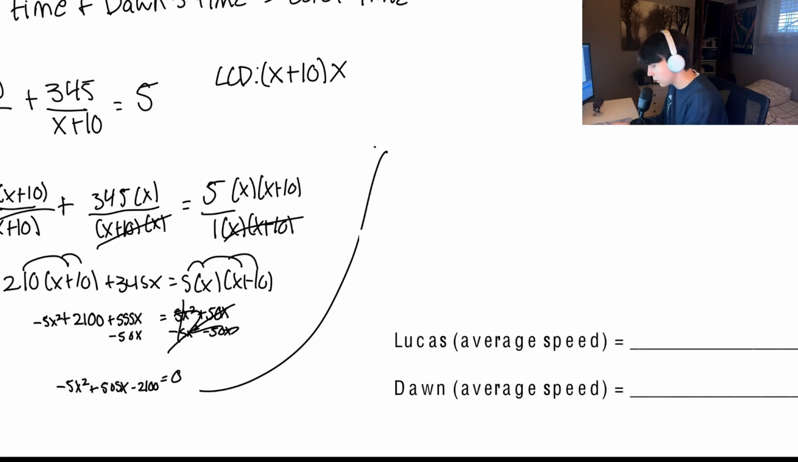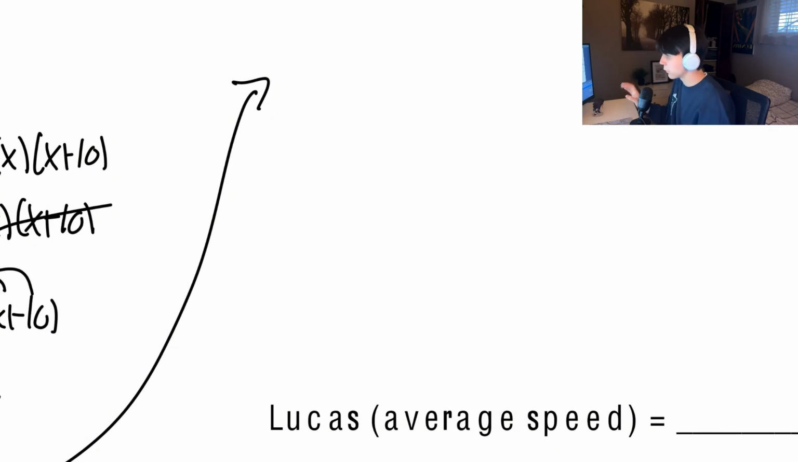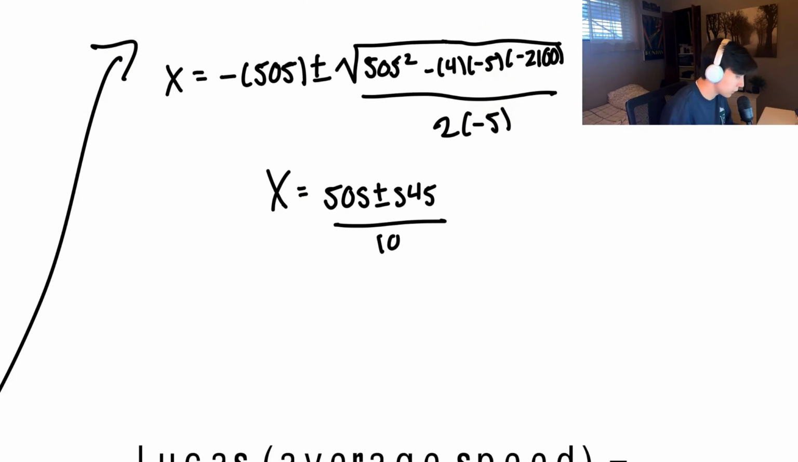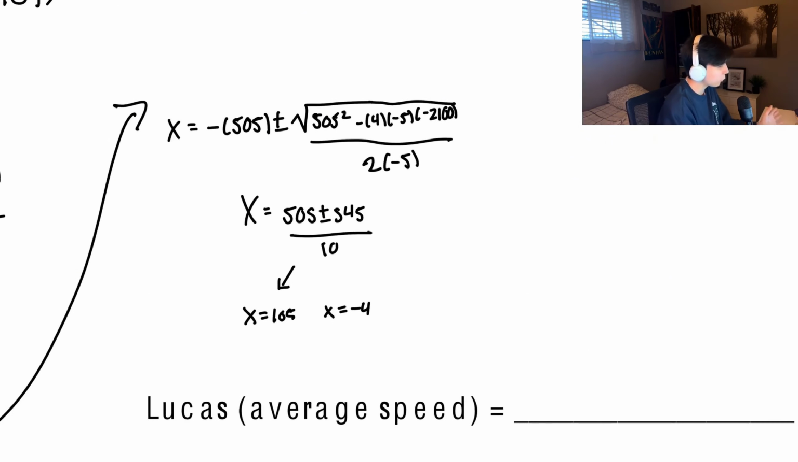So I'm going to plug this in, and we're going to do the quadratic formula. What we've got from our quadratic formula is x is equal to 505 plus or minus 445 over 10. And now we can get our two roots here, which should give us x is equal to 105, and x is equal to negative 4. And immediately what you're going to notice is that negative 4 doesn't make sense because we can't have a speed of negative 4 kilometers per hour. So this is going to be a rejected solution.